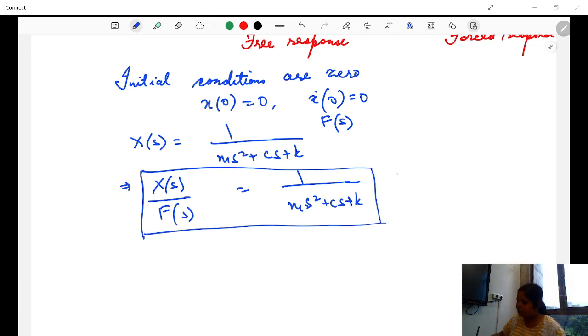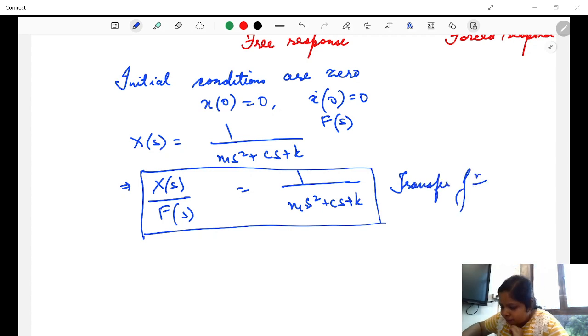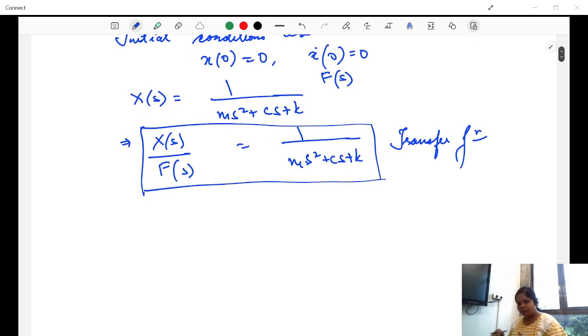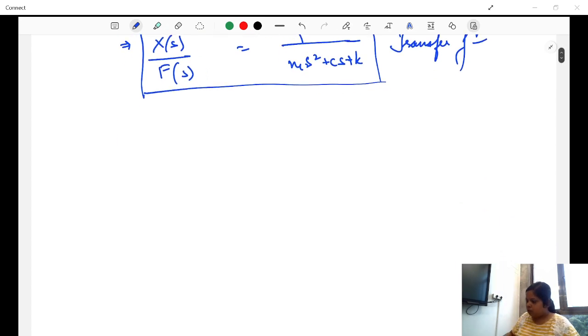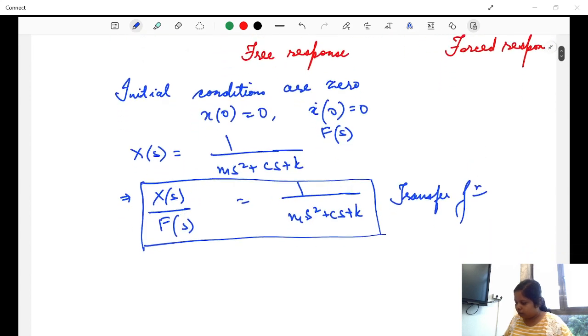Now, what is transfer function? How do we define transfer function? It is basically the ratio of the Laplace transform of output to the Laplace transform of input, given initial conditions are 0. So this is the transfer function of a system. You just take everything into Laplace domain, and once you have everything in Laplace domain, make the initial conditions 0. So you have understood forced and free response.